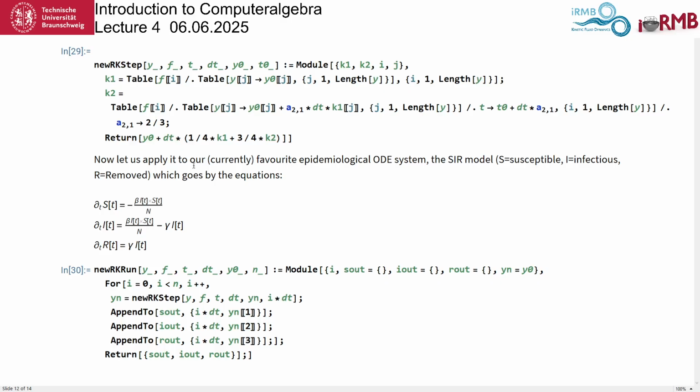And now let us apply this in our last few minutes to our currently favorite epidemiological ODE. This is aging now a little bit because COVID is getting less common, even though my mother just had it a few months ago. Yeah, it's still possible.